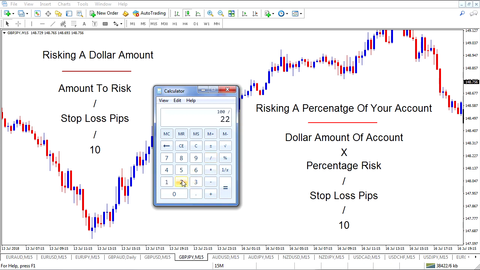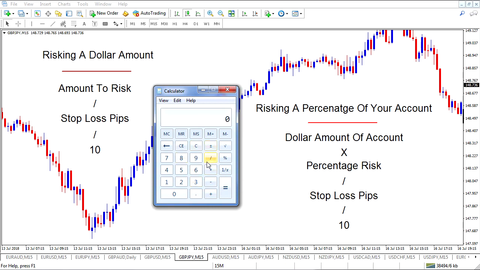22 pips, equals, and this is going to be the dollar amount for each pip that is moved up or down, and then divide by 10. And this gives me the trade size that I want to put on to the trade. We could do this with any dollar amount.